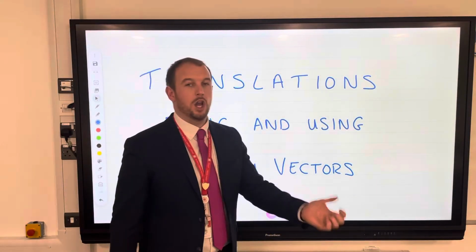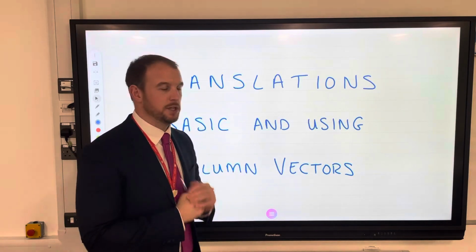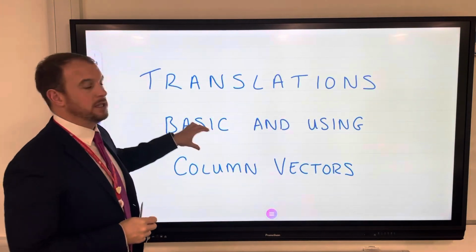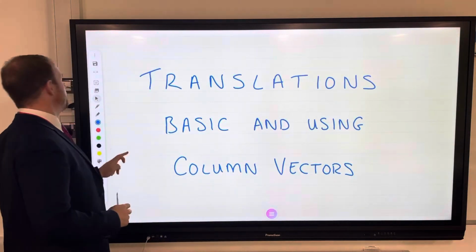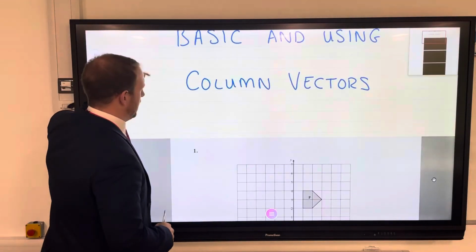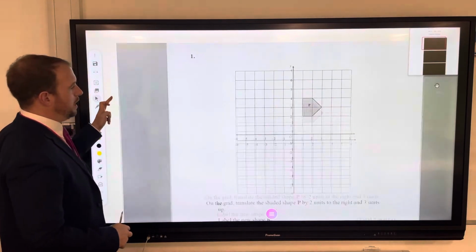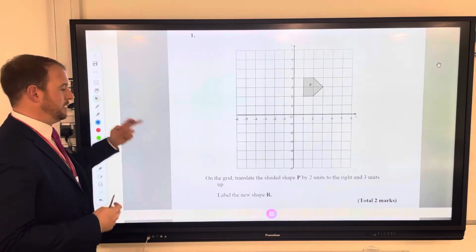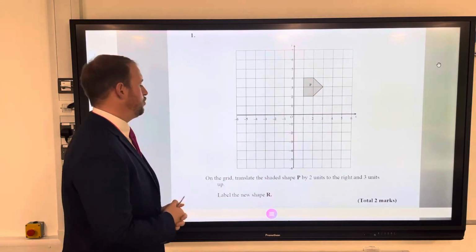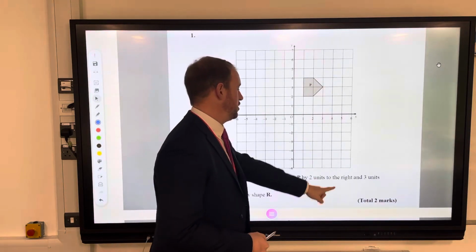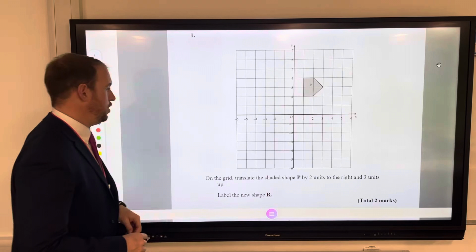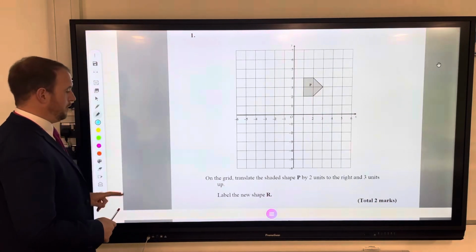So today then we are looking at translations, okay? We're using the basic ones and with column vectors, something slightly different that we see at GCSE. So here is a very basic question. On the grid, translate the shaded shape P by 2 units to the right and 3 units up. Then label the new shape R.